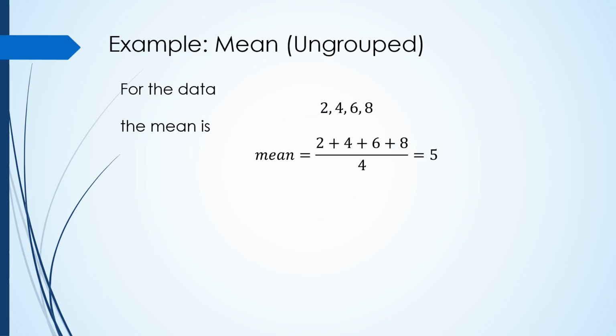Let's look at the following example. For the data 2, 4, 6, and 8, the mean is going to be the sum of 2, 4, 6, 8 divided by 4, which is 5.